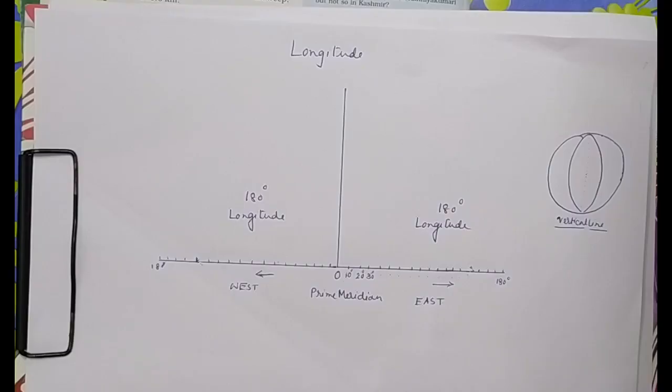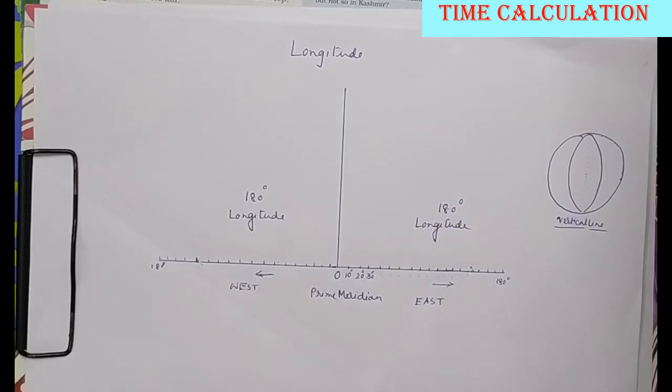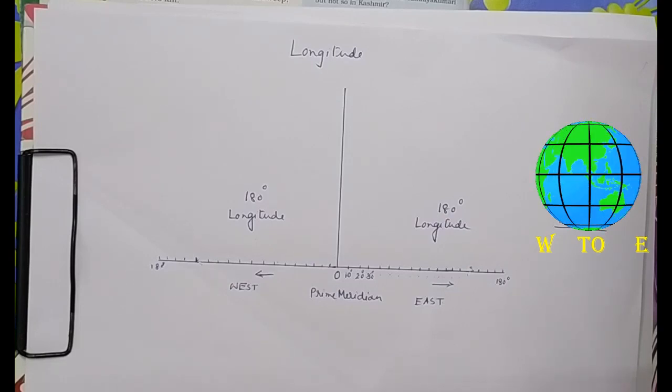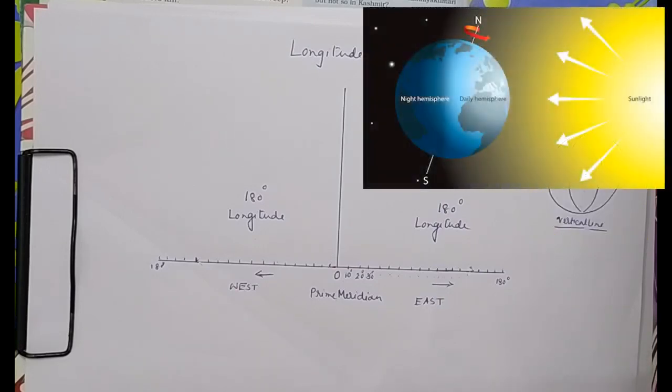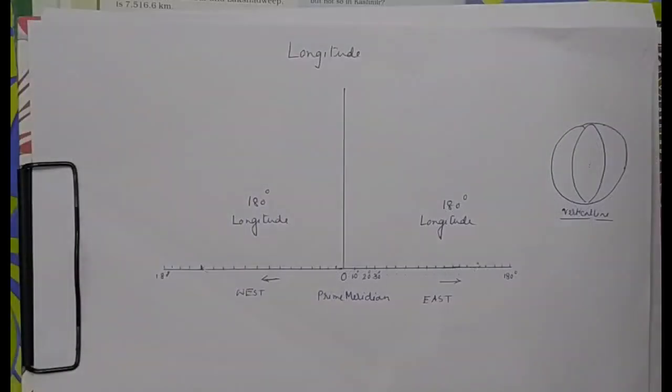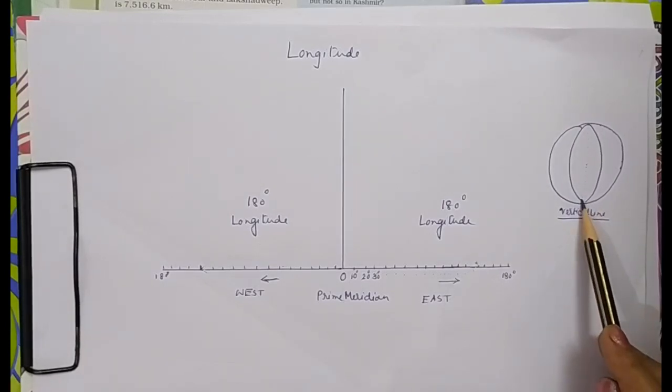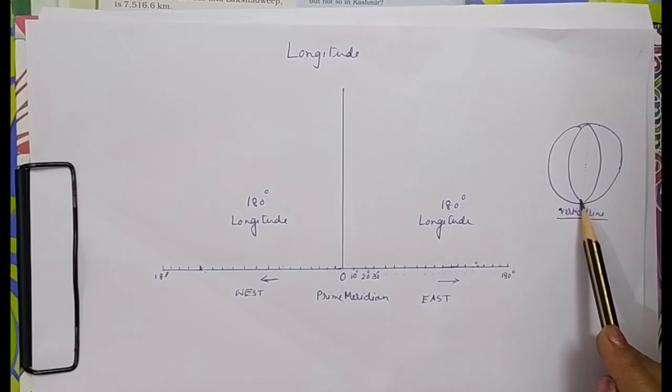Today we will learn one of the most interesting calculations in geography, and that is time calculation. Why do we have different times in different places? Due to the earth's rotation from west to east, all places on the earth do not have day and night at the same time; while some places have day, others have night. So the question is, how do we decide which place follows which time? For this we can take the help of longitude, and you know the definition of longitude. All the imaginary vertical lines of the earth are called longitude.